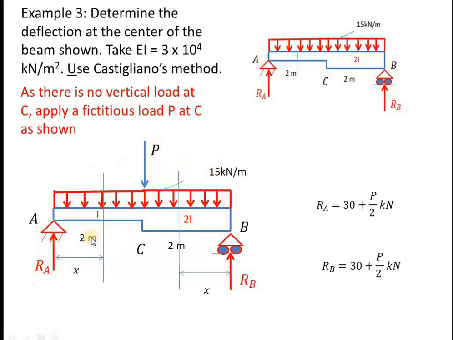So what will be the reactions here? Again it is symmetric loading. Due to this 15 kN per meter, it is 30, that is 15 into 4 by 2, plus this load acting at the center, plus P by 2. So RA equals total UDL divided by 2 plus P by 2.